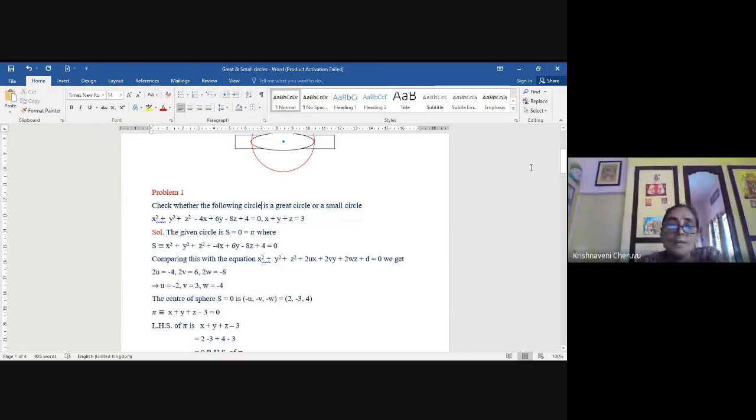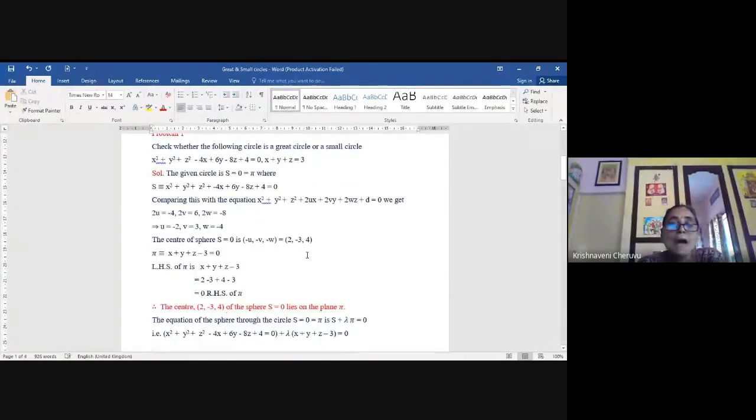Now we are checking whether the center of the sphere lies on the plane given. So what is the equation of the plane? x + y + z - 3 = 0. I'm now checking whether the center satisfies the equation of the plane. So I took the left hand side of the plane, which is x + y + z - 3, and in this I substituted x = 2, y = -3, z = 4, and -3. When you substitute these values of x, y, z, you got 0. Which means it is equal to the right hand side of the plane.